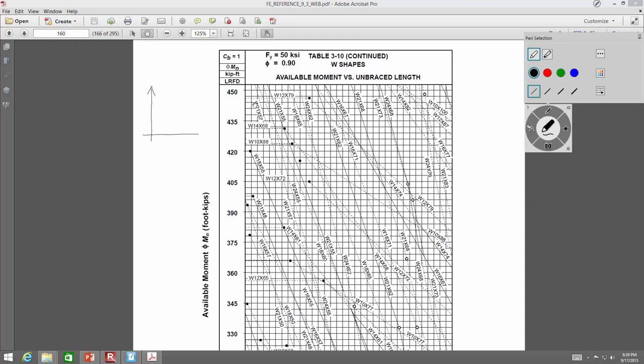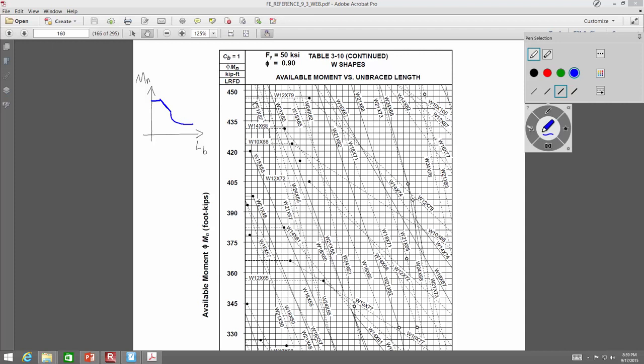So, if you have this as LB, the unbraced length, and this is your nominal moment capacity, your beam strength equation looks something like that. You have a flat region where that's MP. You have a linear inelastic lateral torsional buckling region, and you have an elastic lateral torsional buckling region as follows.